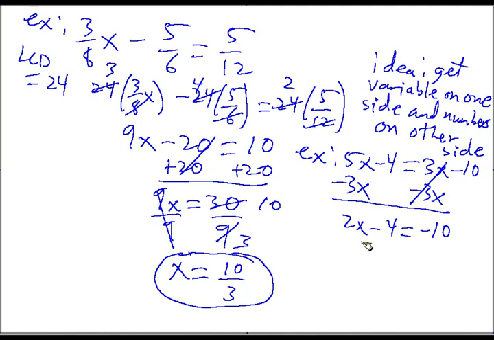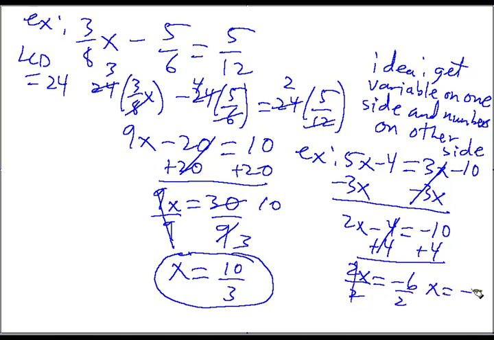Now I'm going to get numbers, since I have x's on the left, now numbers on the right. So I get variable on one side, numbers on the other side. I'm going to add 4 to both sides now to get rid of the minus 4 on the left side. That takes care of that. So 2x is equal to negative 6, negative 10 plus 4, and then dividing both sides by 2, we have our solution of x equal to negative 3.